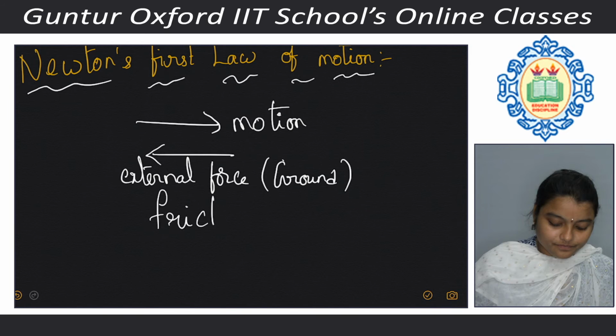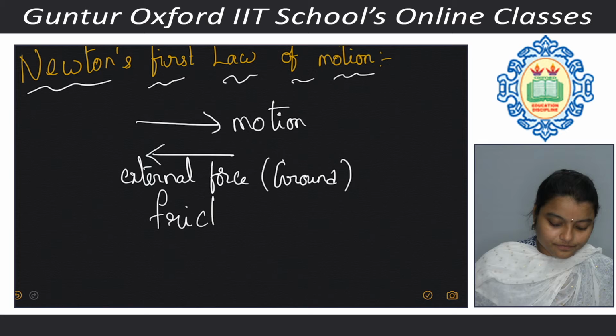Suppose you are throwing a ball on tiles or a smooth floor, what will happen? The ball will go a longer distance than on a rough floor, like sand. If you throw the same ball on sand and on a tiled floor, the ball will go much farther on the tiles than on the sandy floor, right? So the friction will be more on a rough surface and less on a smooth surface.